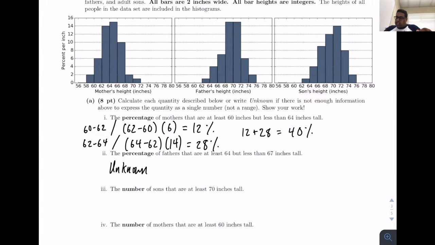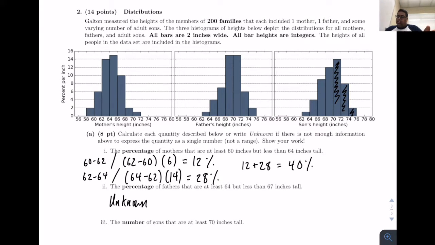Now the third question is also kind of similar. The number of sons that are at least 70 inches tall, and it's not because we have weird bins. Here, obviously, we have a bin that starts with 70, and we can quickly find the proportion of sons that are at least 70 inches tall, right? We just add up this area, and this area, so we'd find the proportion, which is whatever, but nowhere are we given the actual number of sons, right? So we know that each family consists of one mother and one father, but they also consist of some varying number of adult sons.